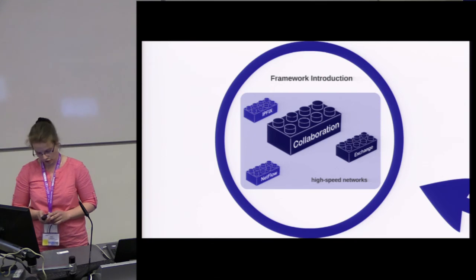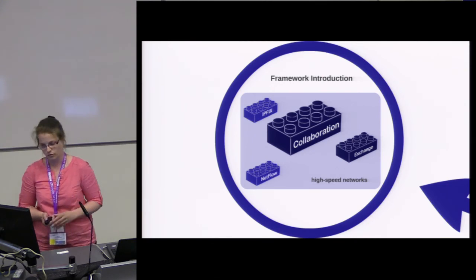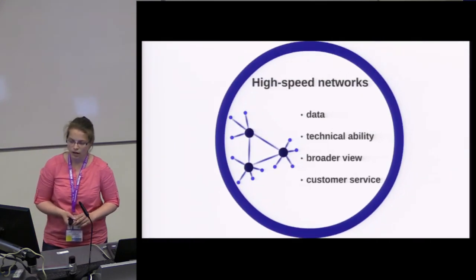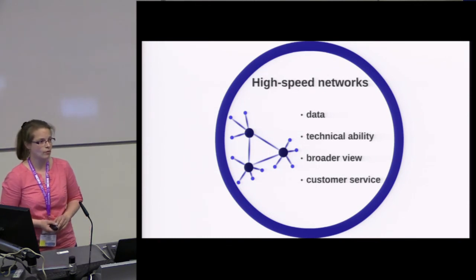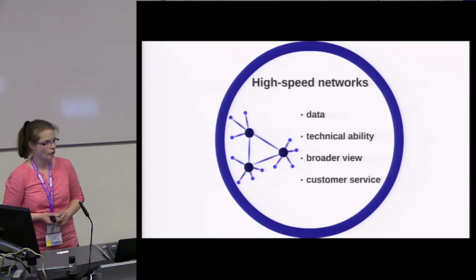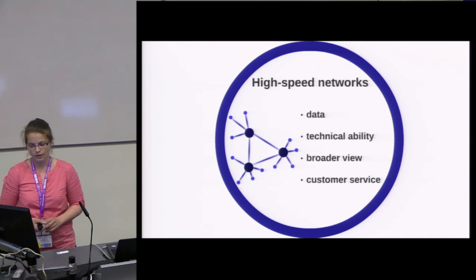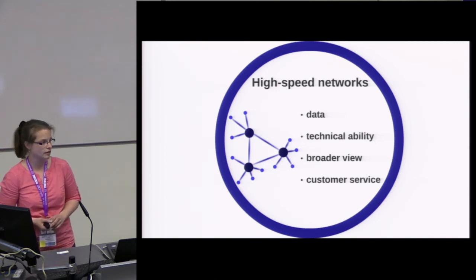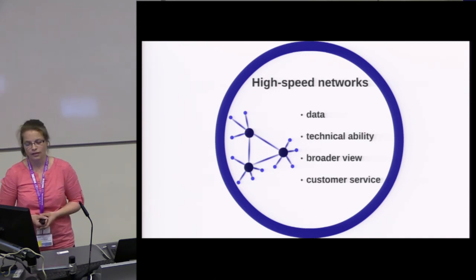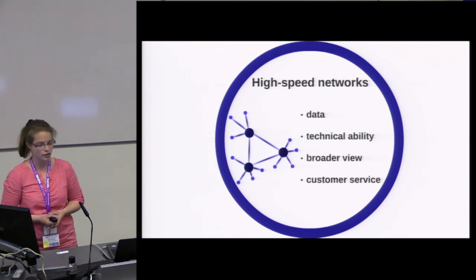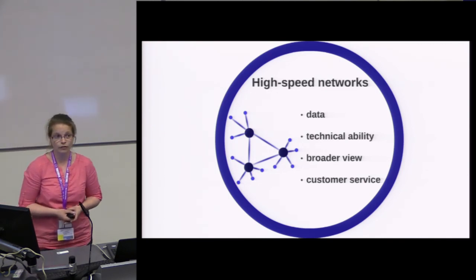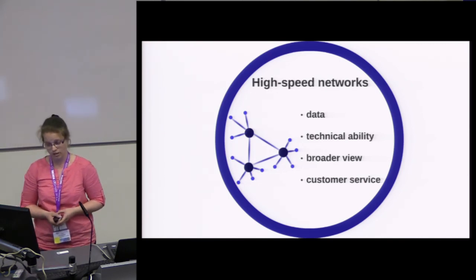So we will have a short look into the components of this framework. High-speed network, what does it mean? I would like to use networks from internet service providers because the flow-based data is already there. They have the technical ability, they have the knowledge, they have a broader view of what's going on in their network as end users, and they might offer this service as a customer service.